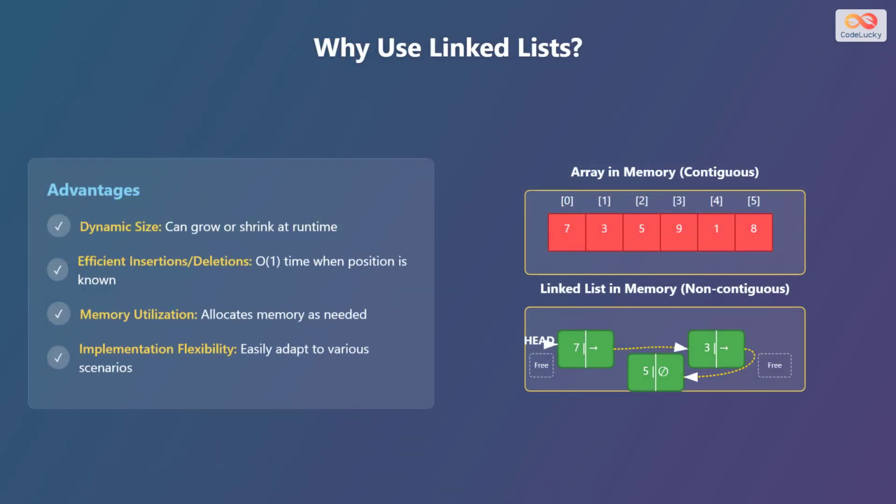There are several compelling reasons to opt for linked lists in your data structures. Linked lists offer dynamic size, meaning they can grow or shrink during runtime, adapting to changing data needs. They provide efficient insertion and deletion operations, achieving O(1) time complexity when the position is known, as elements don't need to be shifted. Linked lists optimize memory utilization by allocating memory as needed, avoiding wastage.